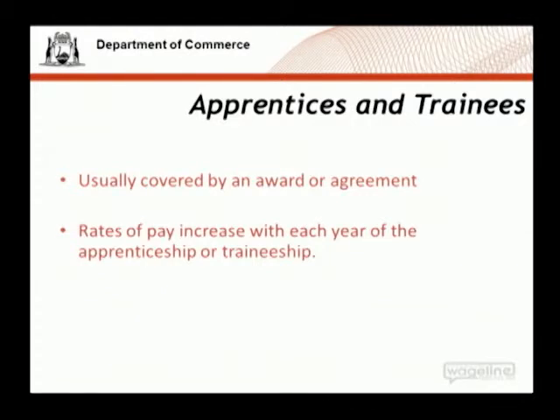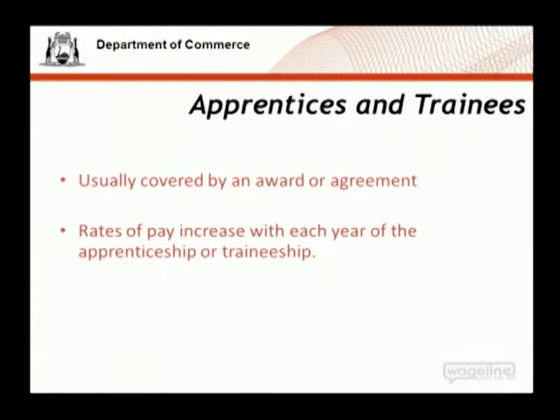So they are generally going to be covered by an award and agreement. It will generally be the same award or agreement that you would get if you were working as a fully qualified member of that profession. So if you're studying to be a hairdresser with a hairdresser's apprenticeship, you're generally going to be covered by the hairdresser's award the same way you would be if you were a fully qualified hairdresser.